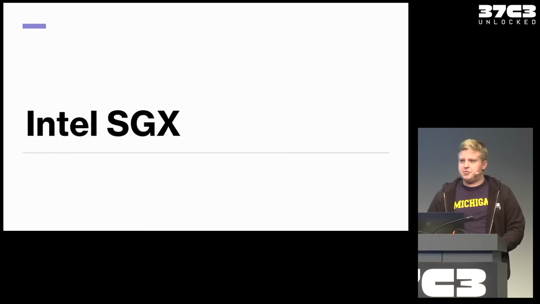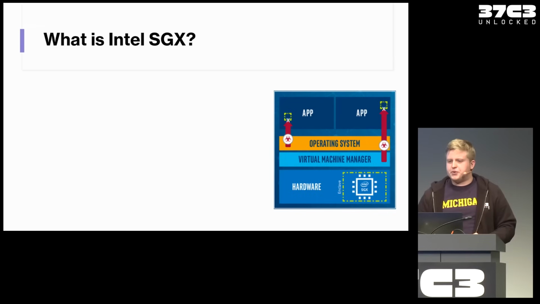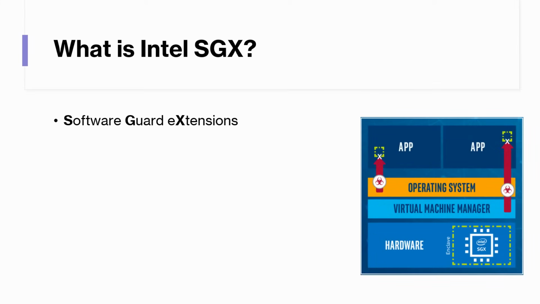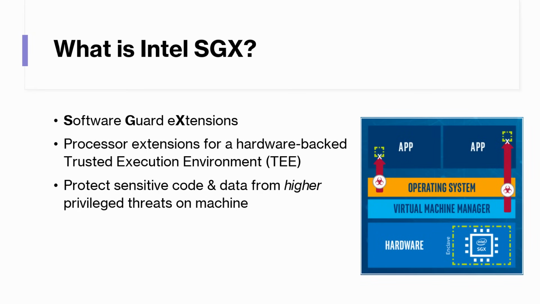since it's something that a lot of people might have heard of at some point, but it's not a very commonly used protocol. So what is Intel SGX? It stands for Software Guard Extensions, and it's a set of processor extensions developed by Intel that enables a hardware-backed trusted execution enclave. And you can kind of think of it like an inverse of the VM threat model. It's actually designed to protect sensitive code and data from higher privilege threats on your machine.